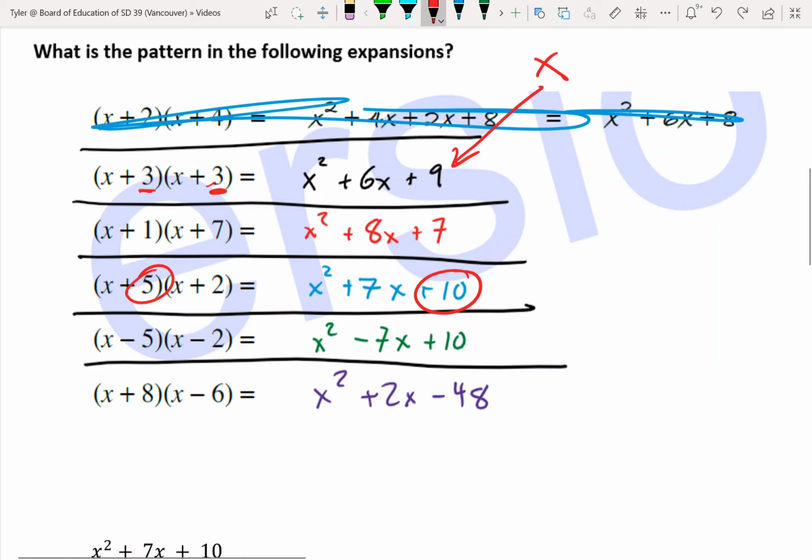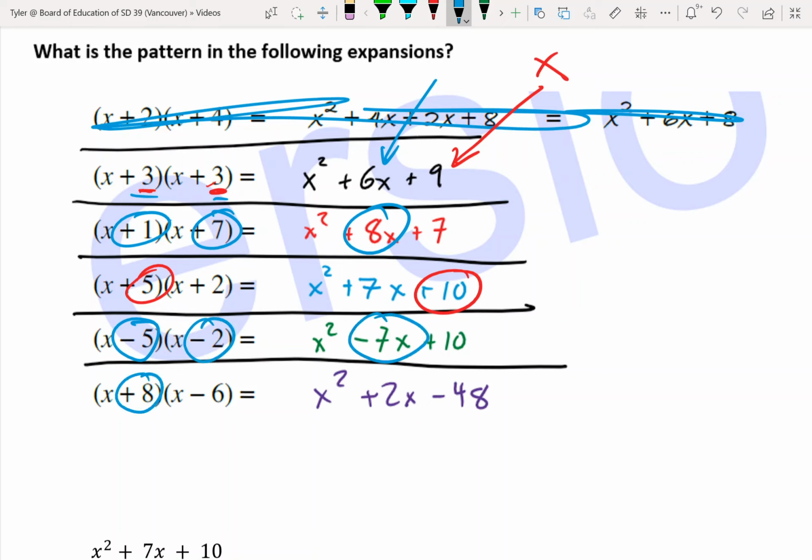The middle number is the two added together. So if you have 3 and 3, that makes 6. If you have 1 plus 7, it equals 8. If you have -5 plus -2, it's -7. Or if you have a really weird one, you have 8 minus 6, it gives you +2. So the rule of thumb, when you're factoring, you're trying to find whatever two numbers go here so that they will add to the middle term and they will multiply to the final term of your trinomial.